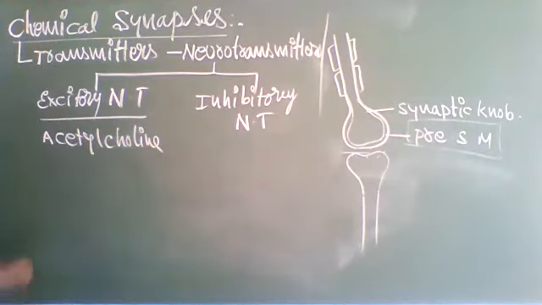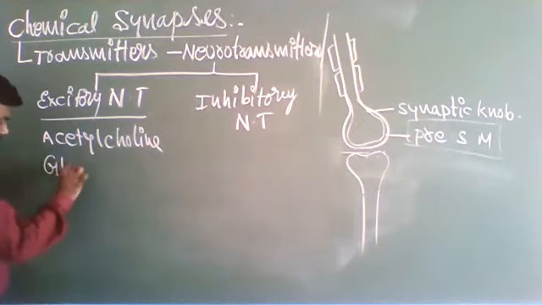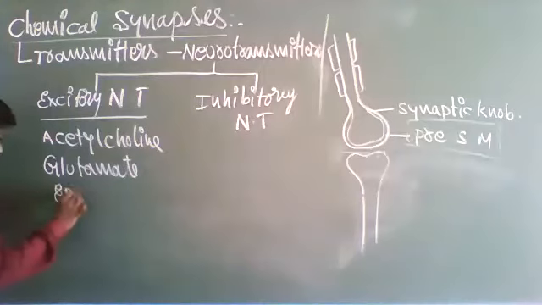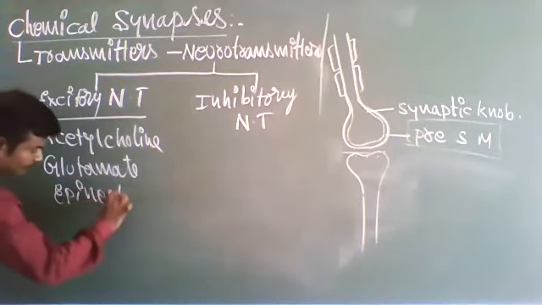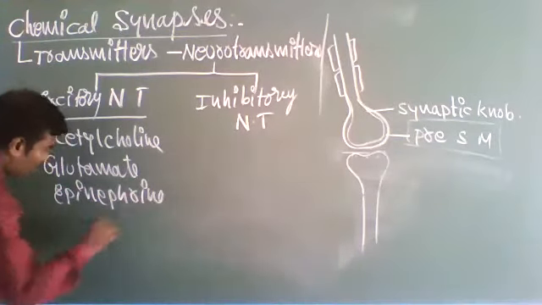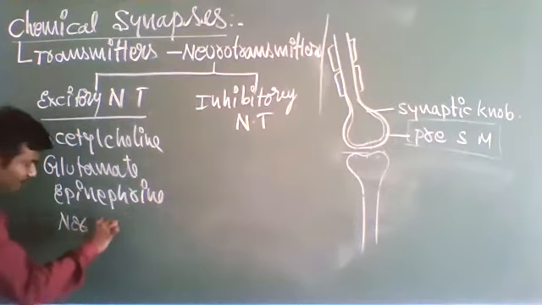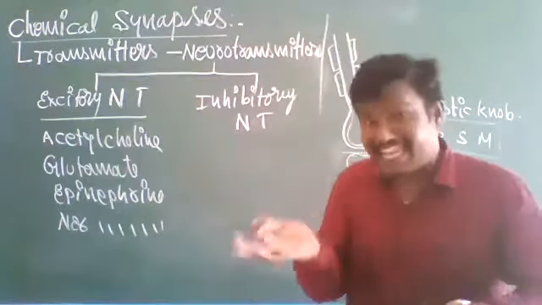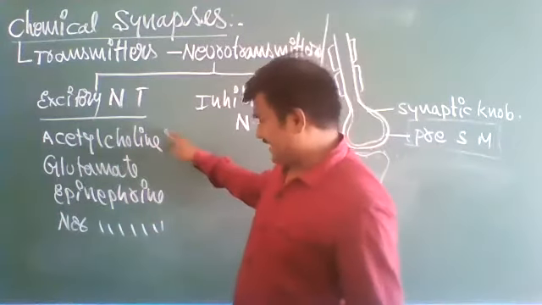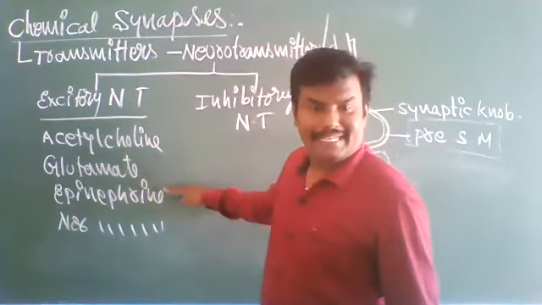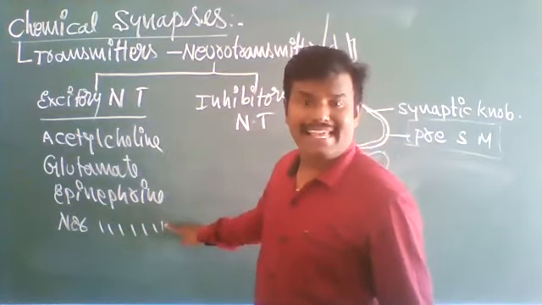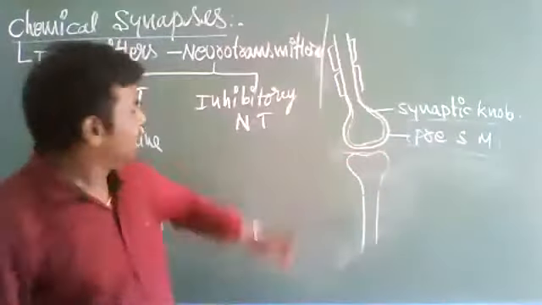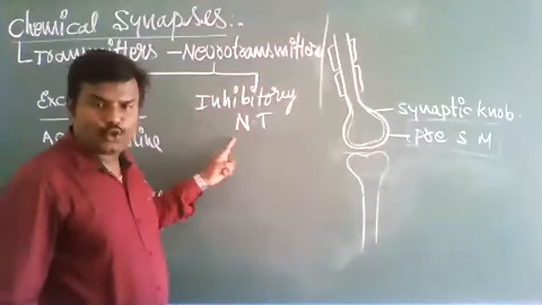Excitatory neurotransmitters are acetylcholine, glutamate, epinephrine, and norepinephrine. These are excitatory neurotransmitters. Next one is inhibitory neurotransmitters.